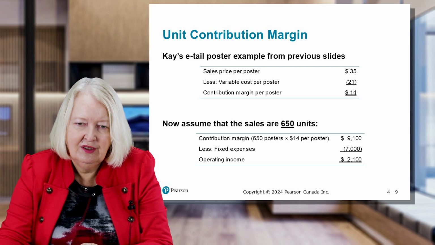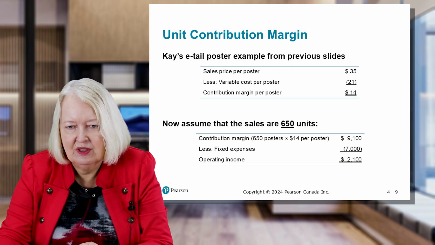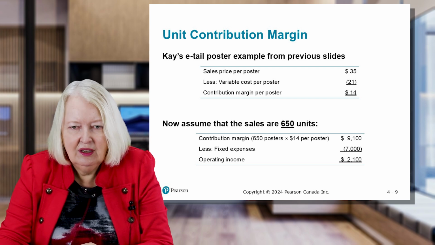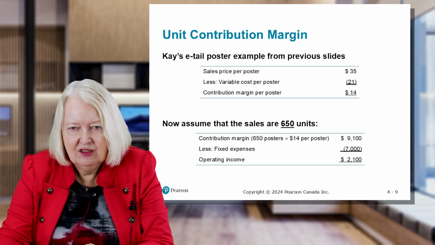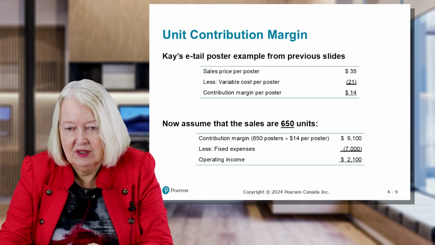Let's consider another scenario. What about if she sells 650 posters instead of 550? So here you see that obviously makes a difference. So contribution margin is the 35 less your 21, the cost of producing it, gives you a contribution margin of $14. Then what you want to look at is the contribution margin times 650 posters, 9,100, less her fixed expenses, is going to increase her operating income to $2,100.